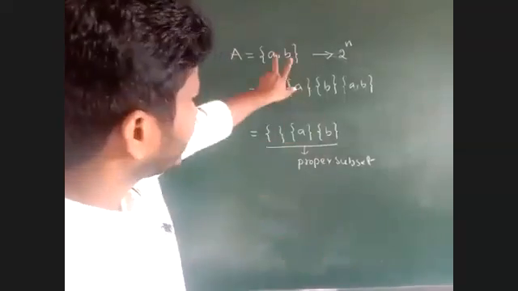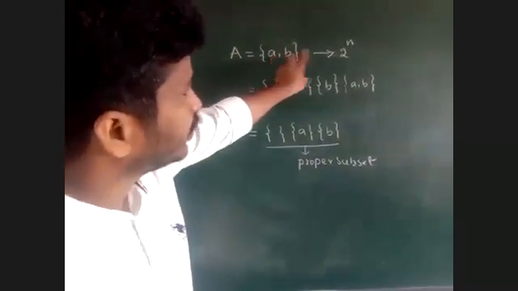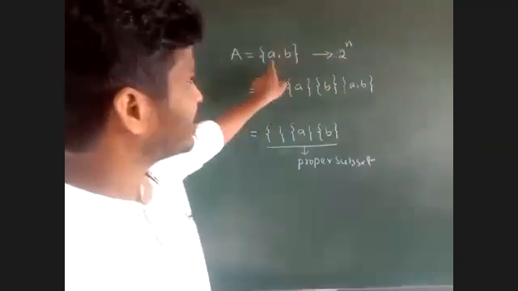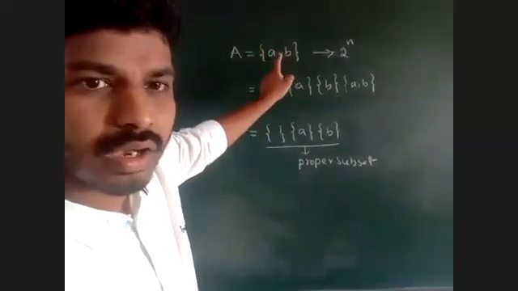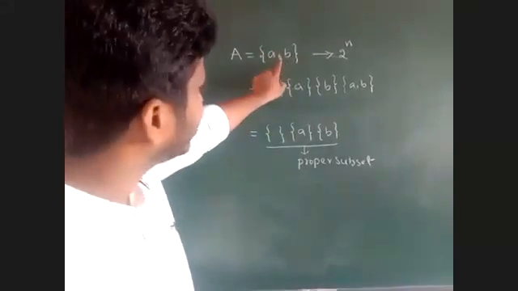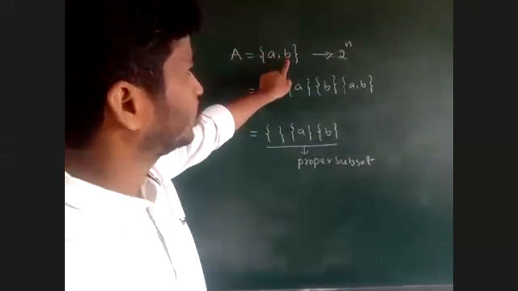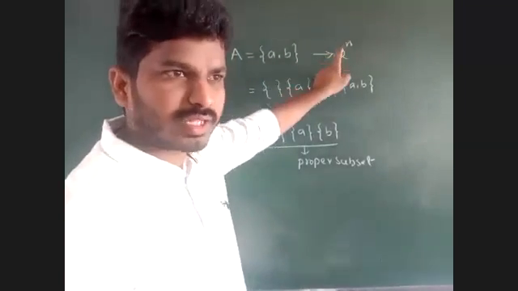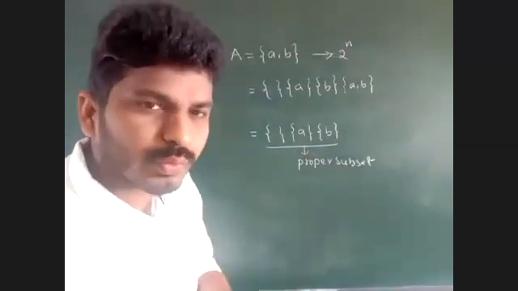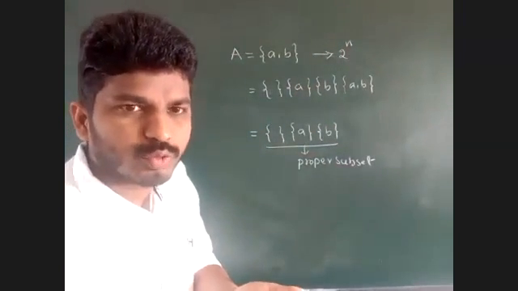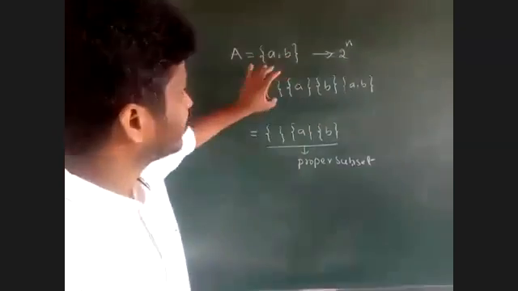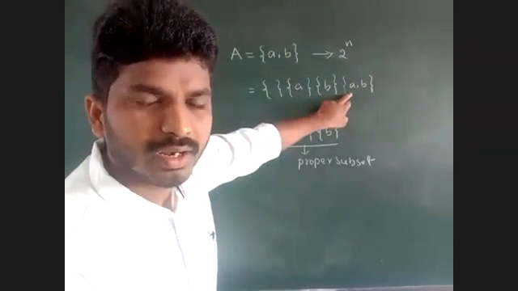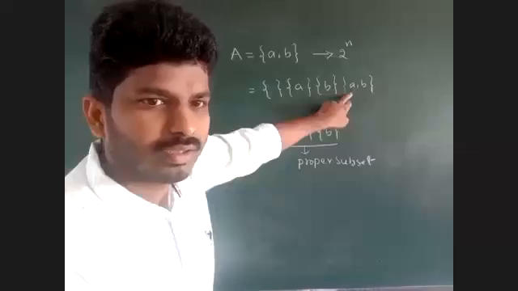For example, a set containing 2 elements. Then tell me, 2 to the power of n. N stands for the number of elements in a set. How many elements are there in the given set A? Two. That's why the answer is 2 to the power of 2. 2 to the power of 2 is nothing but 2 squared. What is the value of 2 squared? 4. That's why here we get 4 subsets: 1, 2, 3, 4. Is it clear? Yes, sir.